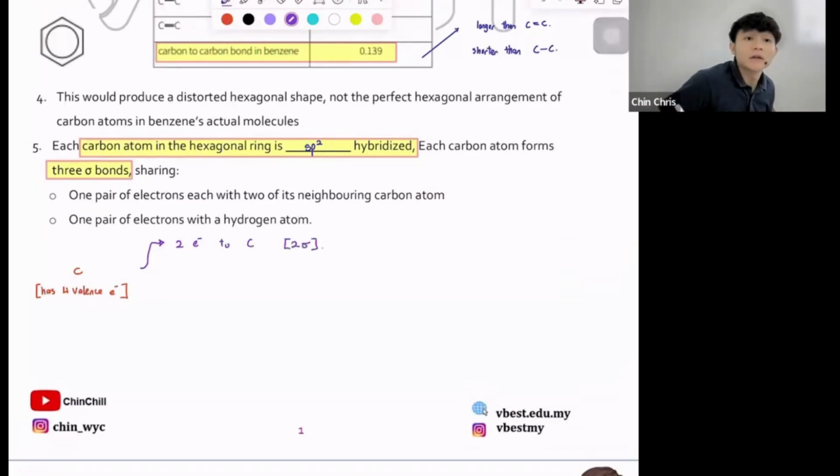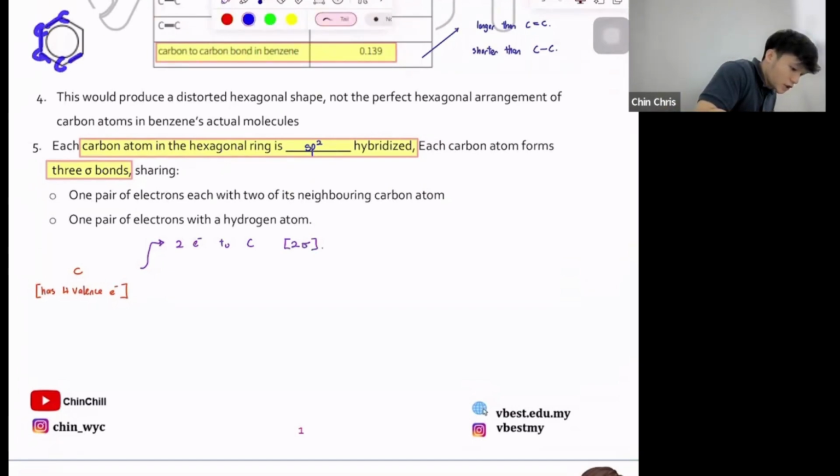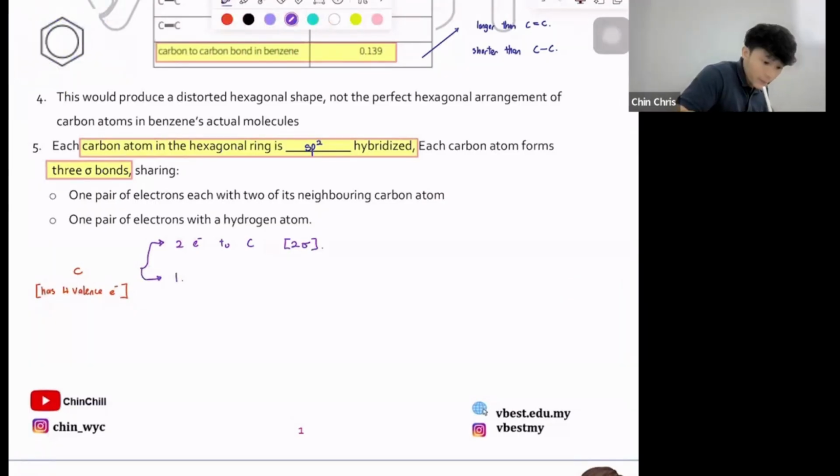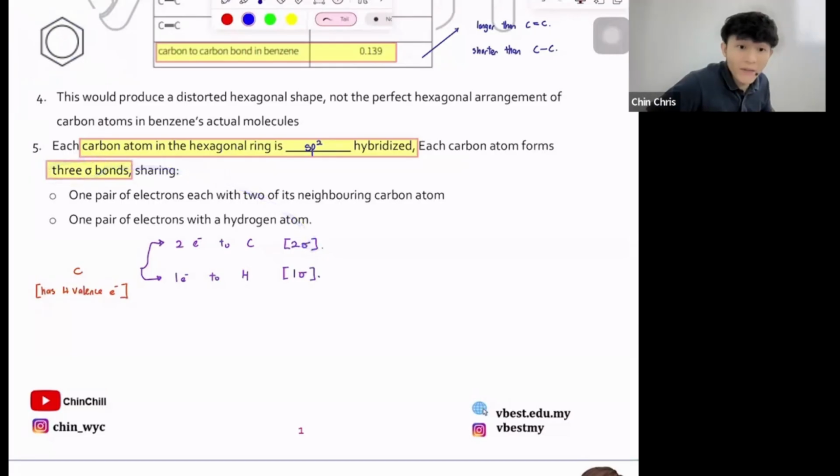What else? Let's look at the benzene. What else do they share? Correct. They will share one more electron with a hydrogen. When they share one electron with hydrogen, it also forms a sigma bond. So do you see this is your 3 sigma bonds, coming from 2 carbons and 1 hydrogen. Correct. And guys, please tell me what is the electron configuration for carbon?